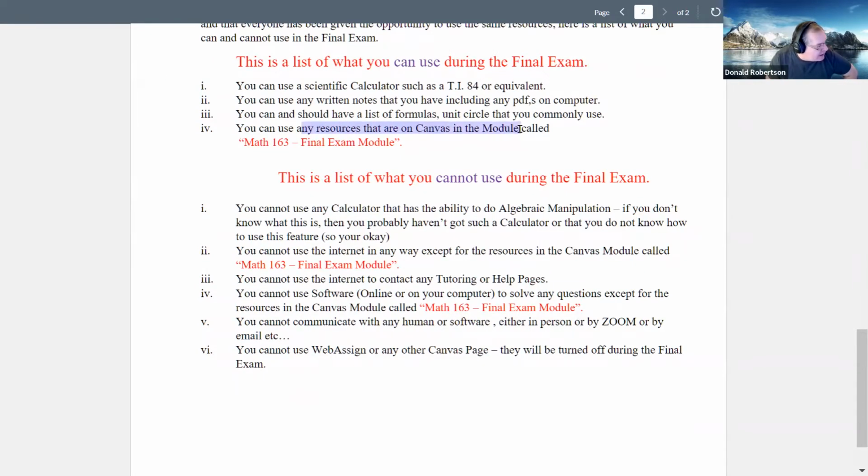You can use any resource in Canvas that is there, because I will have Canvas on that top one, lots of, you know, like the parametric sketch function and GeoGebra for surfaces and so on. All of that can be there. You can use any of those. And they're all in that module at the top, and that's its name.